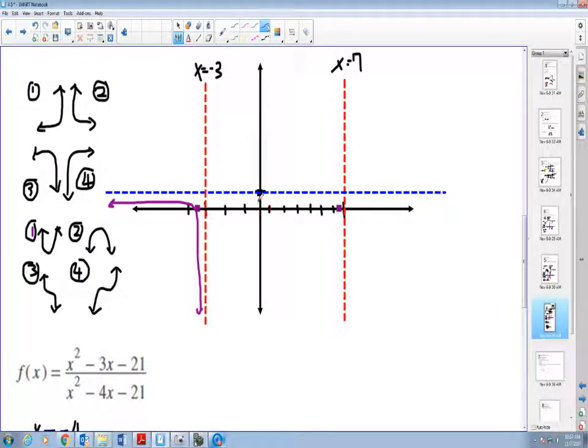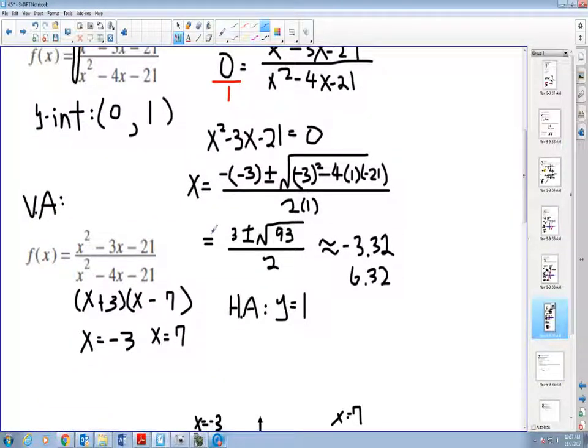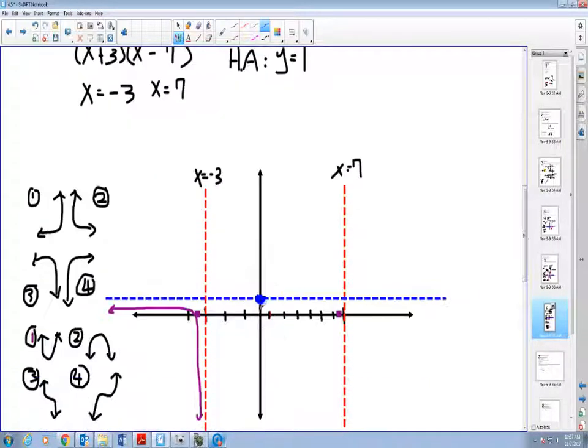And that's actually the same thing as my y-intercept. Think about this. I cross over the horizontal asymptote at x equal to 0, and that's actually my y-intercept, 0, 1. That's the only time I will cross it.